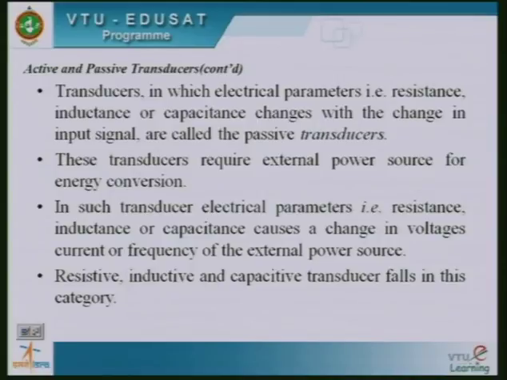Active transducers. Okay, now let us see what a passive transducer is. Transducers in which electrical parameters like resistance, inductance or capacitance change with change in input signal are called passive transducers. So what happens in a passive transducer? To convert the physical quantity being measured to an electrical signal, you need an external electrical source. So if you bring in an external electrical source to convert the physical quantity to an electrical signal, we call them passive transducers.